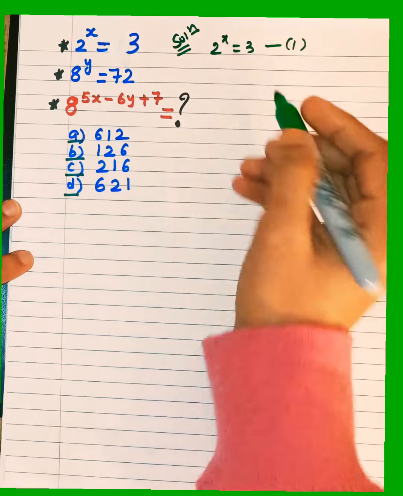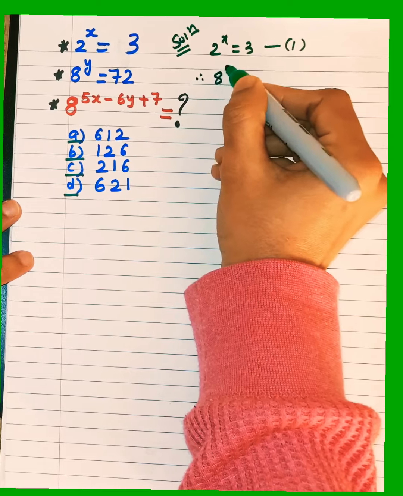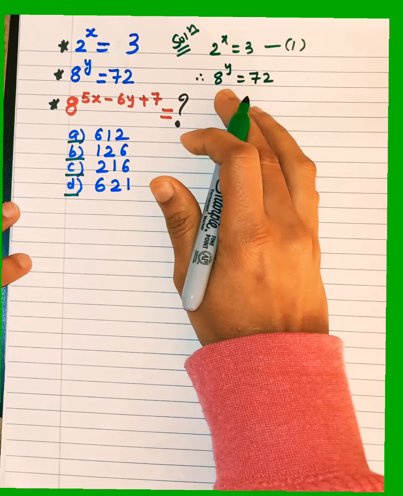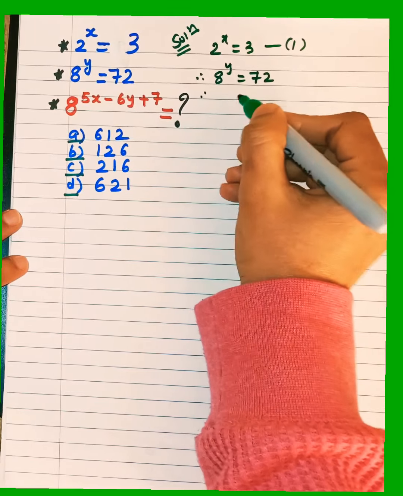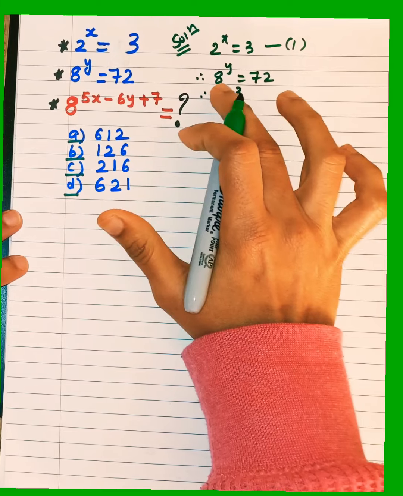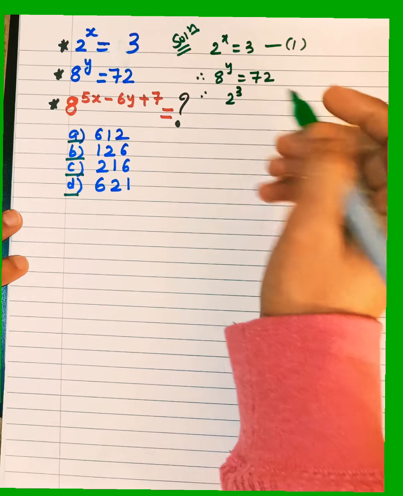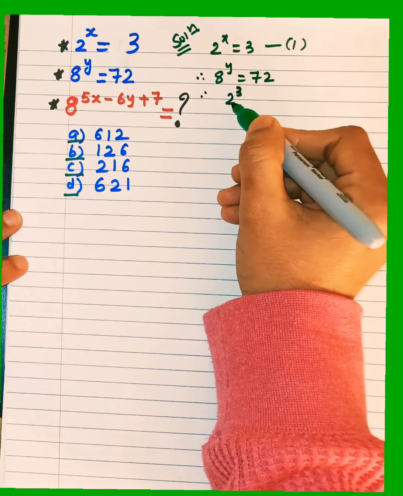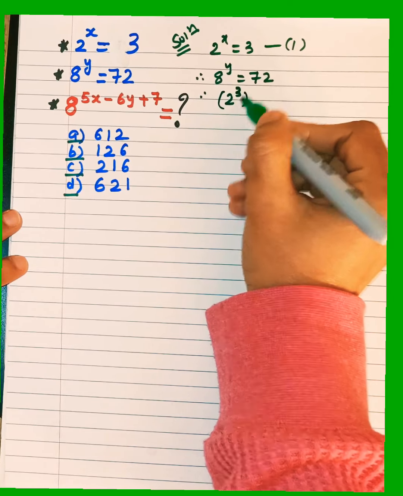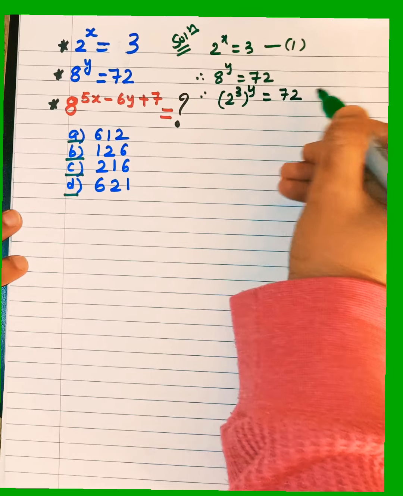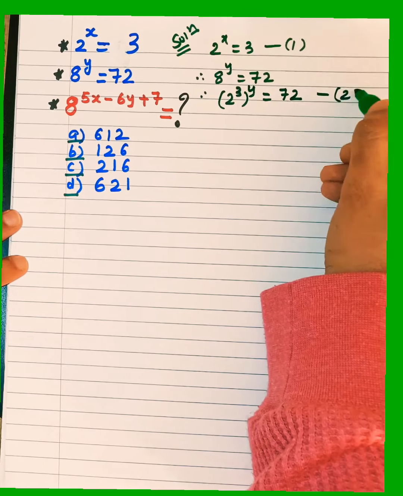Now our second equation is 8 raised to y equals 72. Now 8 is the cube of 2, so in place of 8, we can write 2 raised to 3, because 2 three times is 8. I am writing 2 raised to 3 in place of 8 because we are going to use this in the equation further. Now this y I am keeping here, and this is equal to 72. So this will be our second equation.